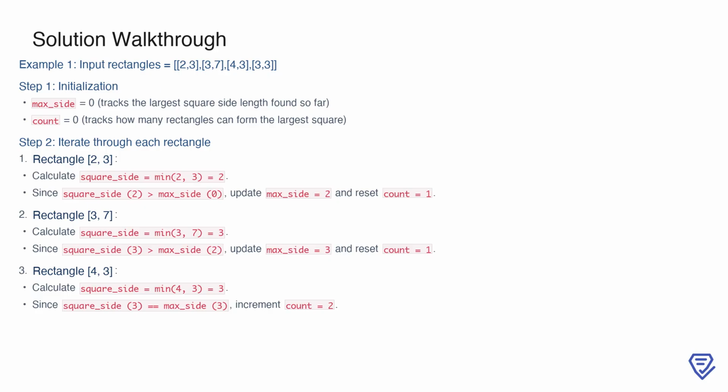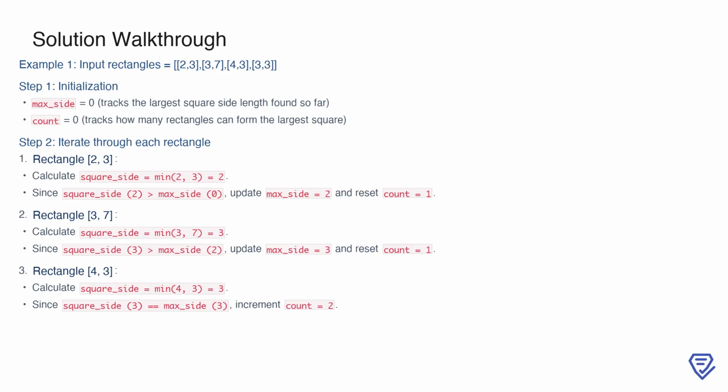Next, we move to the second rectangle, [3, 7]. Again, we calculate the square side length as min(3, 7), equals 3. This value, 3, is greater than the current max_side of 2, so we update max_side to 3 and reset count to 1.